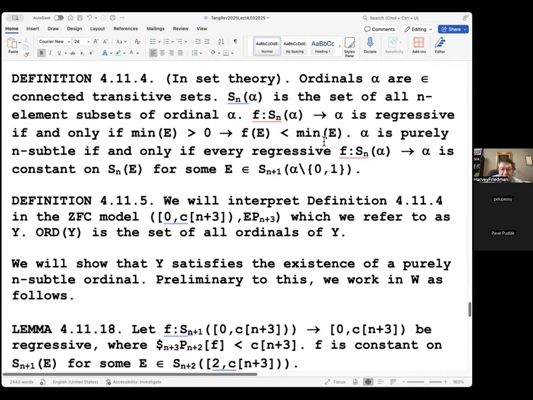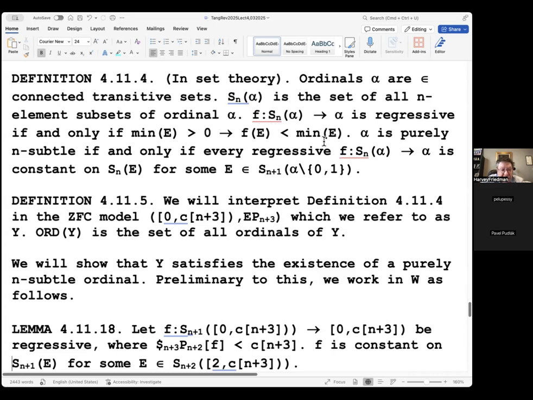The ordinals in set theory are epsilon connected transitive sets. Sn alpha is the set of all n element subsets of the ordinal alpha. F from Sn alpha into alpha is regressive if and only if min e greater than 0 implies f of e is less than min e, just the usual definition of regressive.